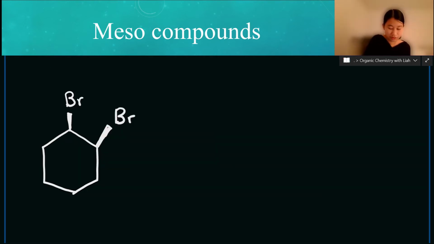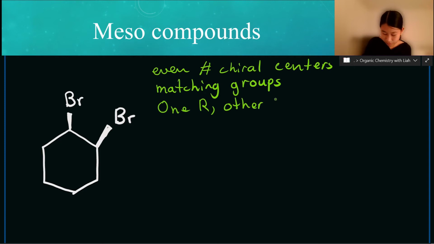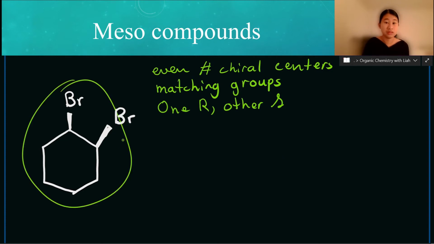Now let us do another example. So is this compound a meso compound? So again, we're going to write our criteria, so even number of chiral centers. We need to have matching groups on those chiral centers, and those chiral centers need to be, one of them needs to be R and the other needs to be S. So take a moment for yourself and determine whether this molecule is a meso compound.